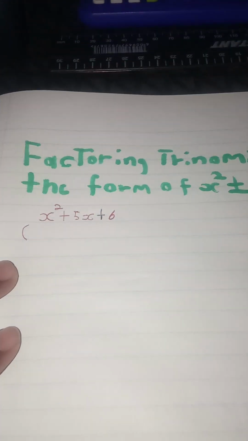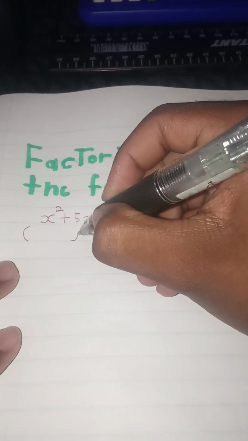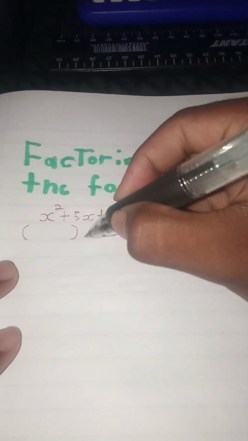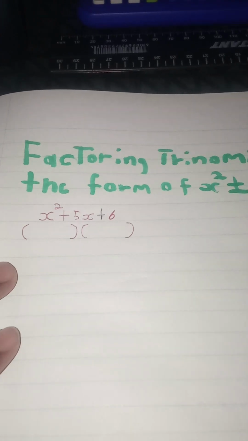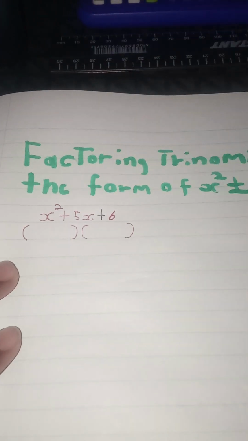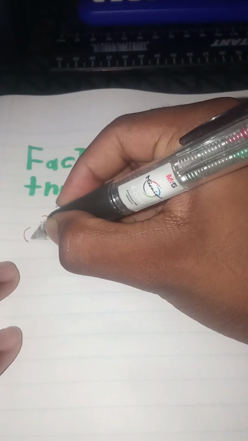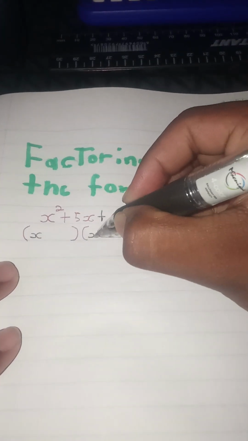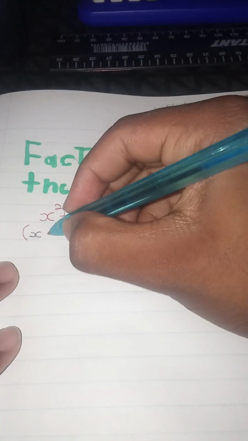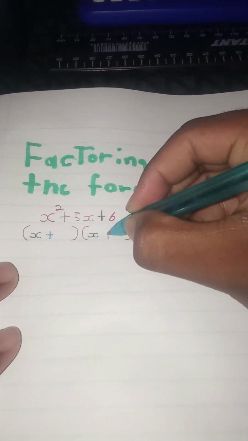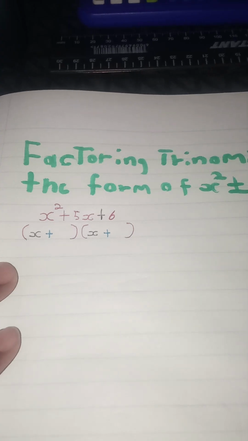an opening bracket and a closing bracket, opening bracket and a closing bracket. Then you have to put the x's in both sides, x here and x here. Remember, these signs are positive, so you're going to write plus on both sides, plus here and plus here, as you can see.